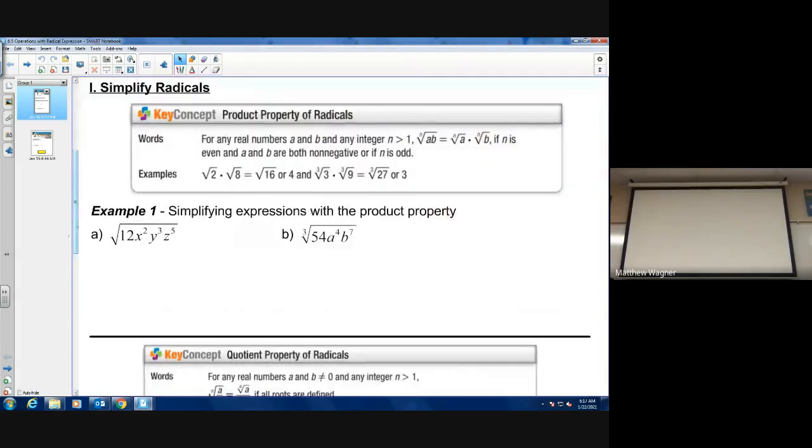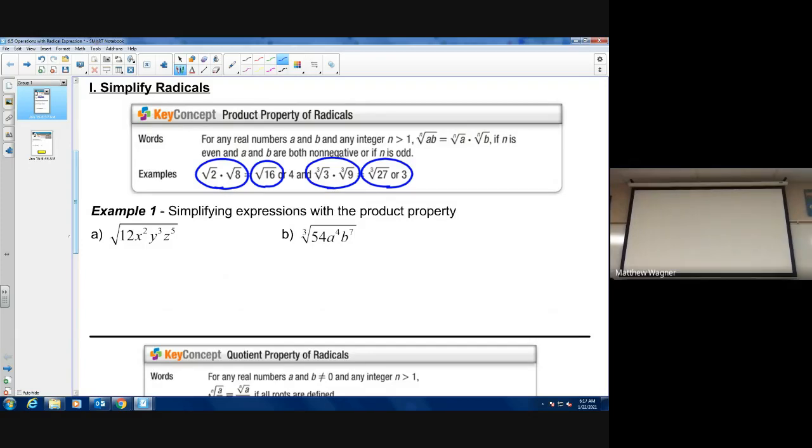So, simplifying radicals, product property. You guys should know that the square root of 2 and the square root of 8, if I multiply them together, that's the same as the square root of 16. Okay, the same is true with different index roots. So if we have the cube root of 3 and the cube root of 9, that's going to be the same root as the cube root of 27, or 3. So just keep that in mind as we're going through things.